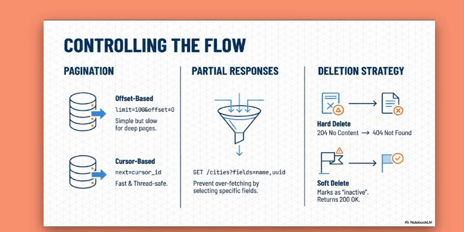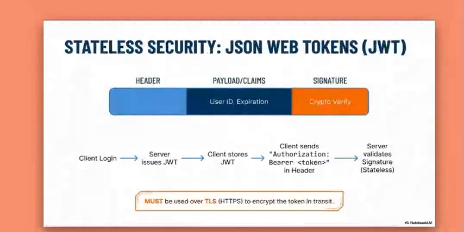The slides highlight stateless security using JWT, JSON Web Tokens. This ties right back to that stateless constraint. Since the server has amnesia, it doesn't remember you logged in. So you have to present your ID card with every single request. And the JWT is the ID card. Exactly. It has a header, a payload, which might say this is user 12345, and a cryptographic signature.